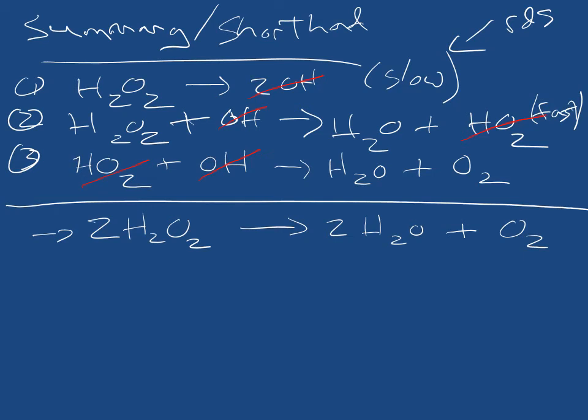So one thing I like about this is when we write chemical equations, we don't really think about how we go from point A to point B. It's just reactants and products. And for most of what we do in chemistry, that's fine. But it is important to know how does it get there.